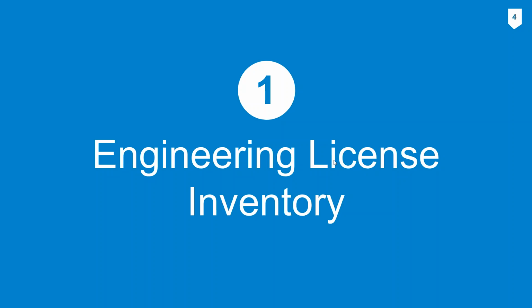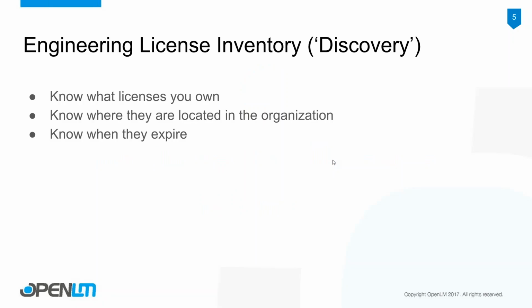So first, let's take a look at the engineering license inventory. License inventory is sometimes referred to as discovery. It's a popular term in SAM software. It means knowing what licenses you own, knowing where they're located, and whether they are being used or have expired.